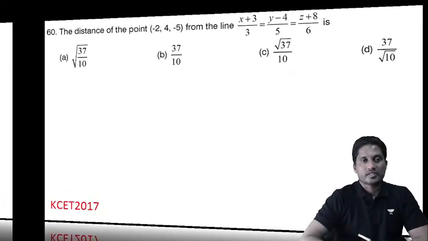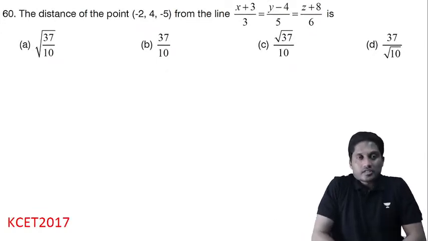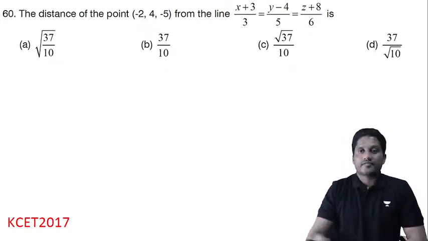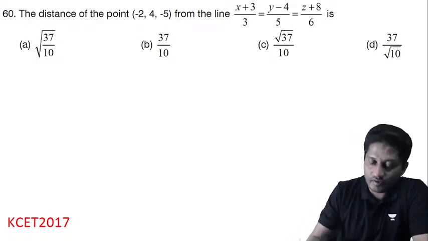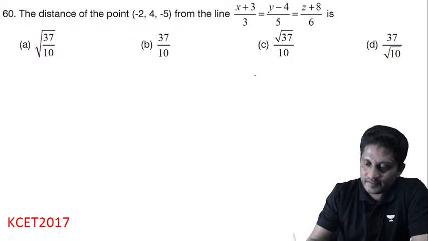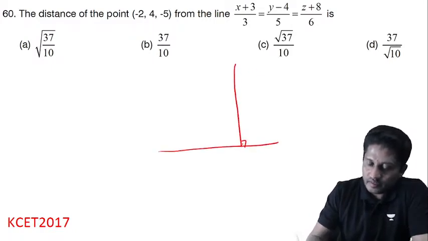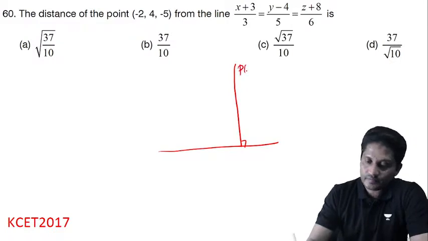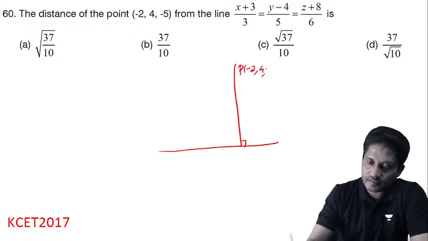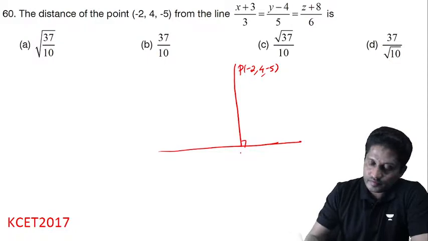Right, last question number 60, guys. Distance of the point minus 2, 4, minus 5 from the line. Right, now follow carefully. Easy only but a little lengthy. Usually they ask this question in JEE Main. Distance of the point minus 2, 4 and minus 5 from the line, I'll take this as lambda.